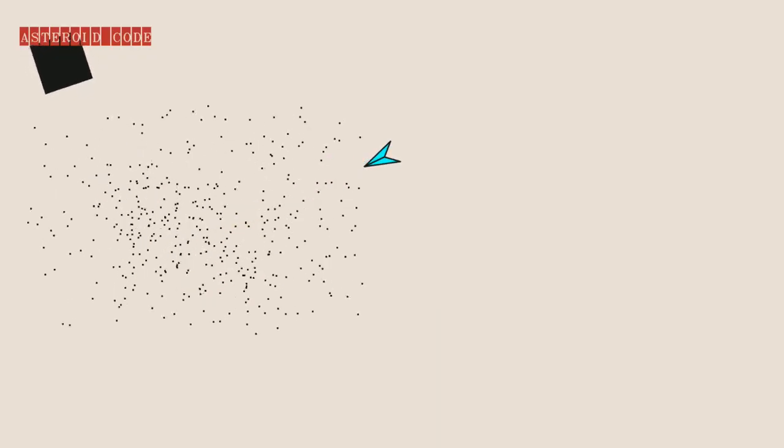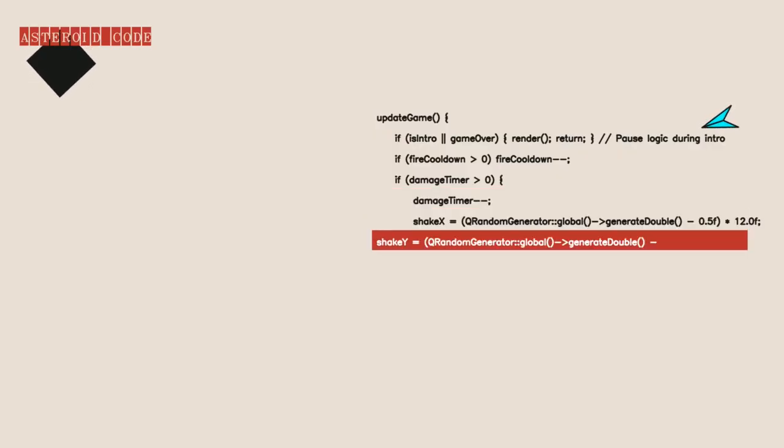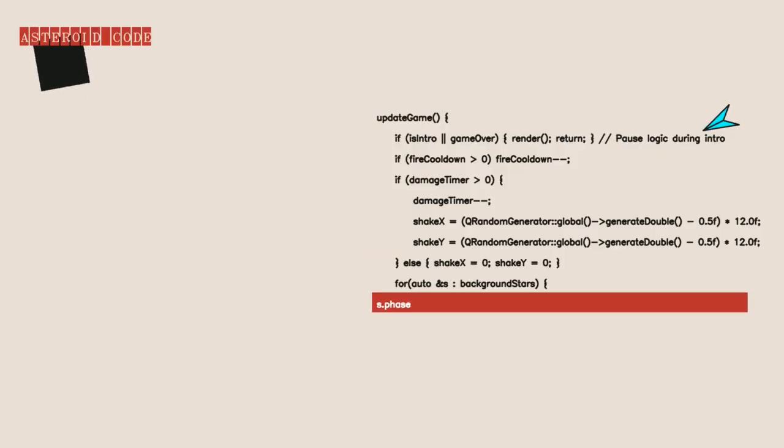Notice how we calculate the movement. We take the player's angle, convert it to radians, and use the cosine of the angle for the x-axis and the sine of the angle for the y-axis, both multiplied by our thrust value. This is the fundamental math of every AAA game engine, from Asteroids to Starfield.